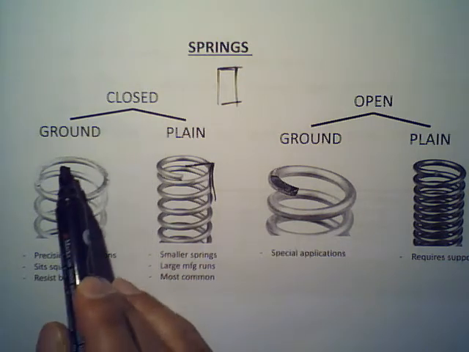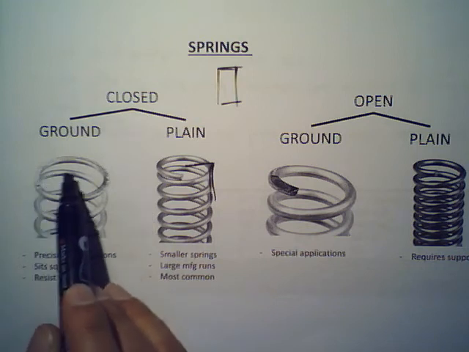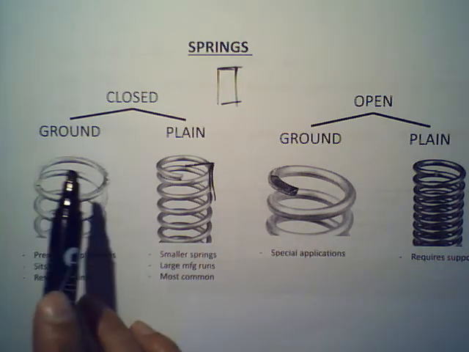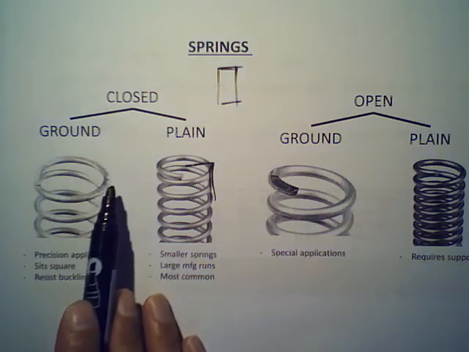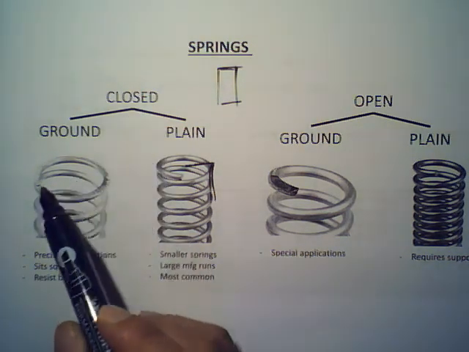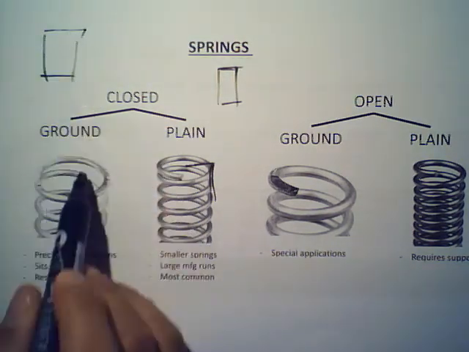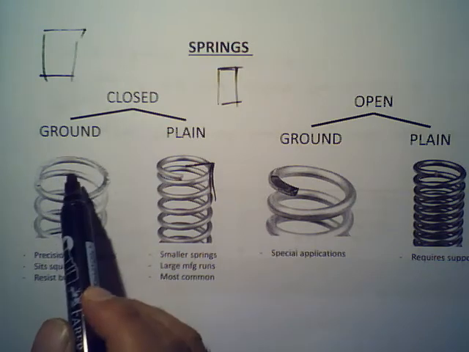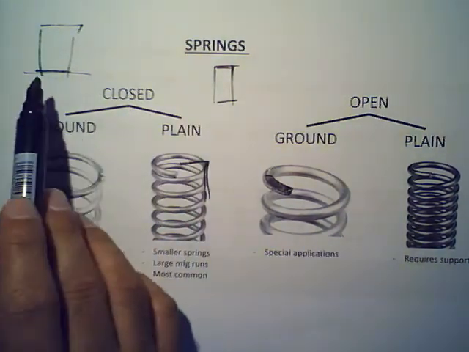This guy is closed and ground. The difference between this guy and this guy is that this guy is closed, but then at the end they actually cut it again. When you make a cut on a spring, that surface is going to be completely flat. So this is closed and ground, and that spring will sit flat in the fixture. That is why all suspension springs are like that, because they sit flat and won't wobble, so they resist buckling a lot.